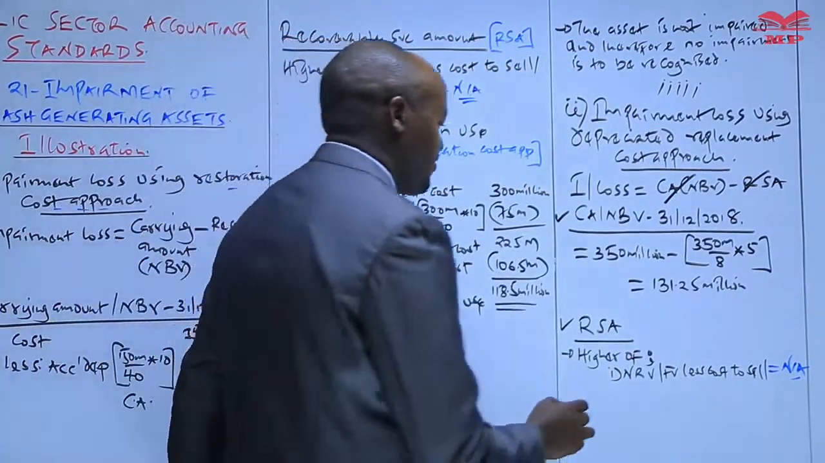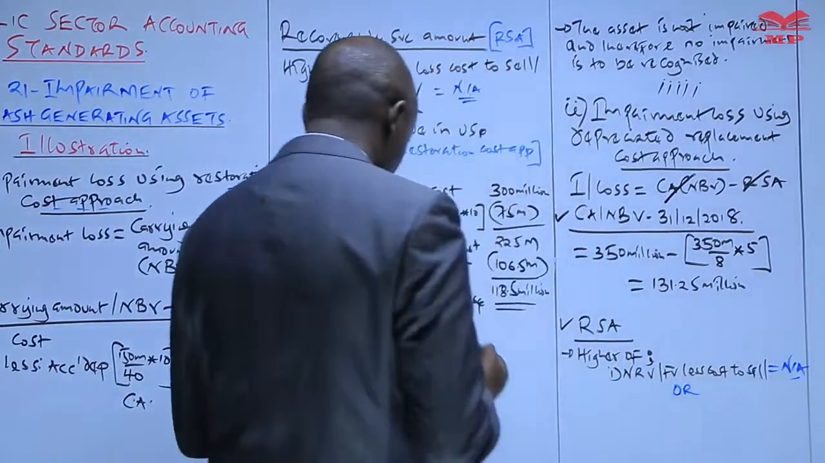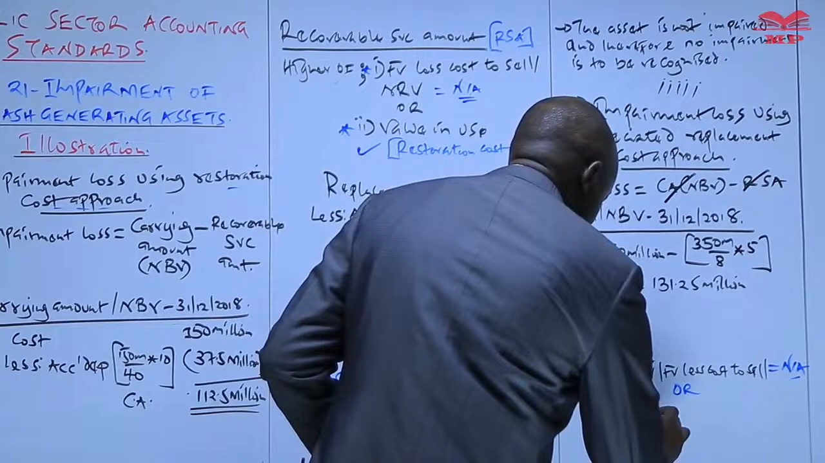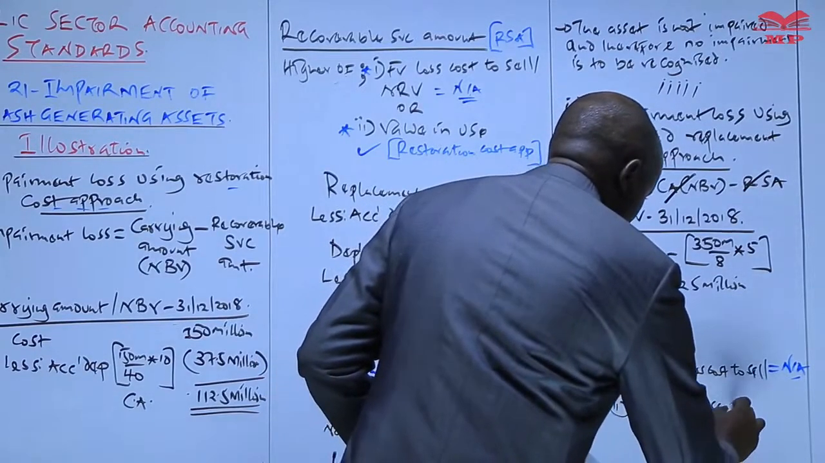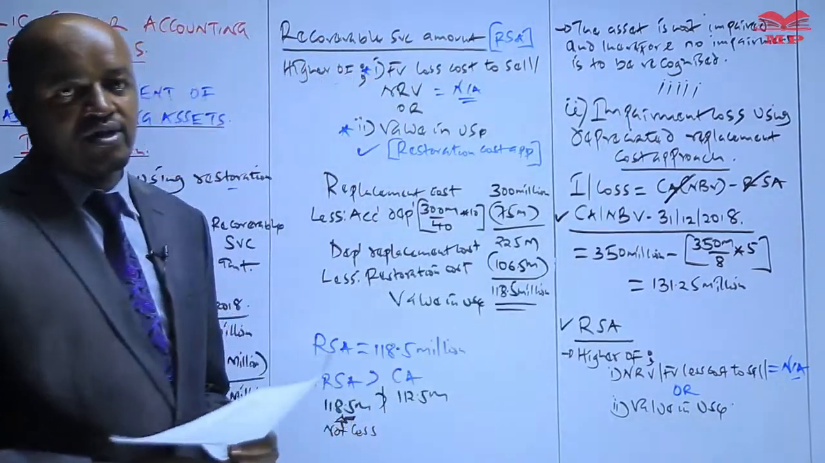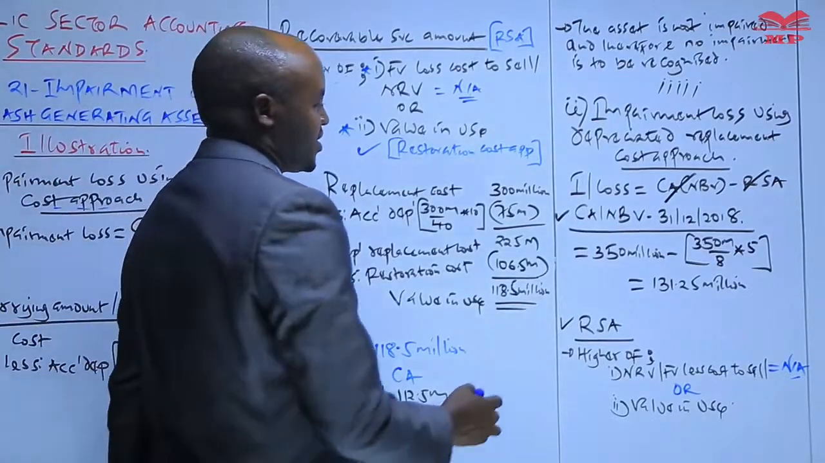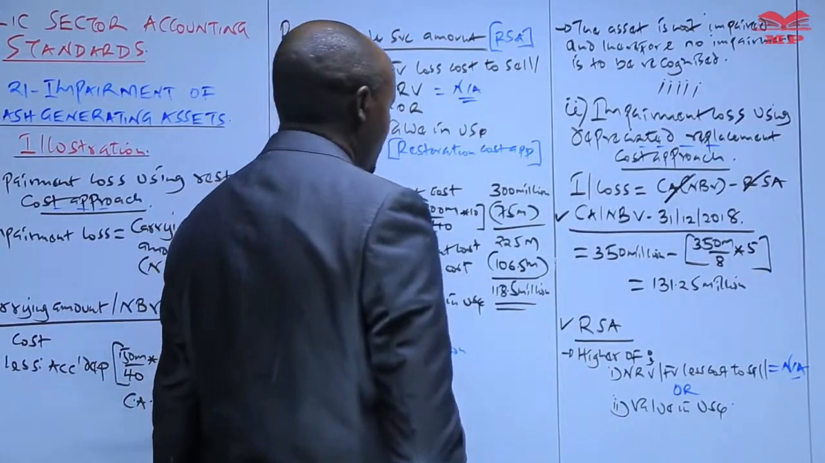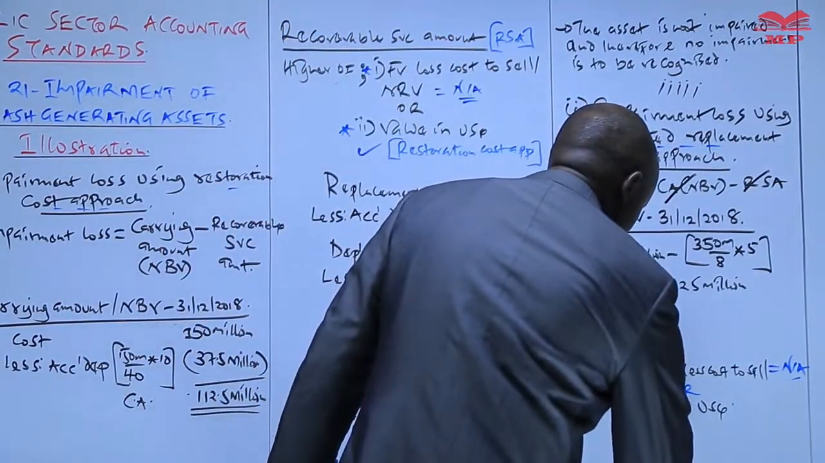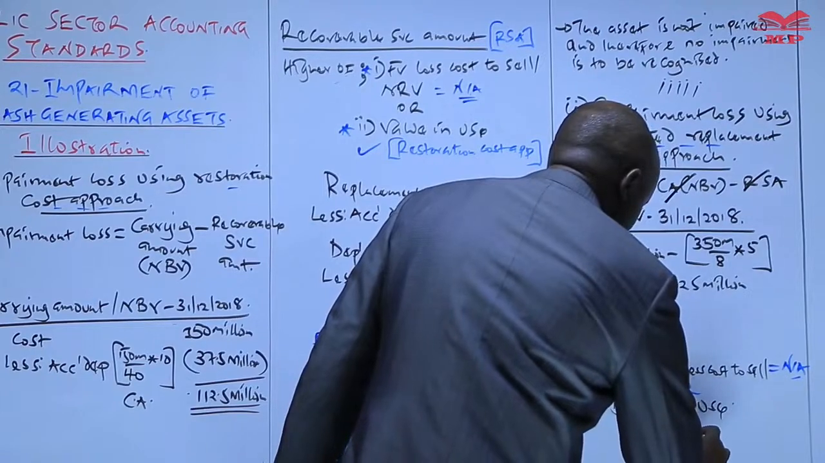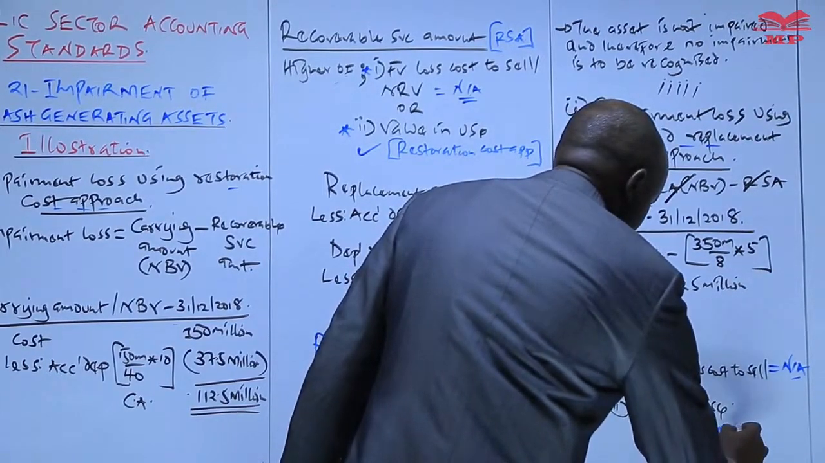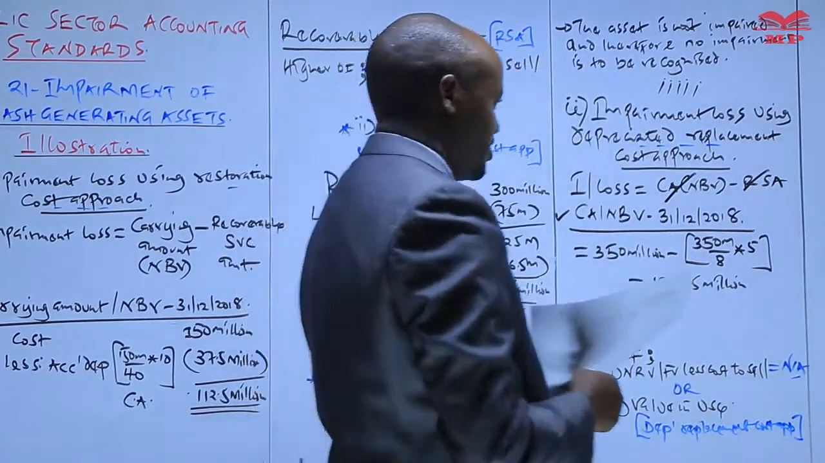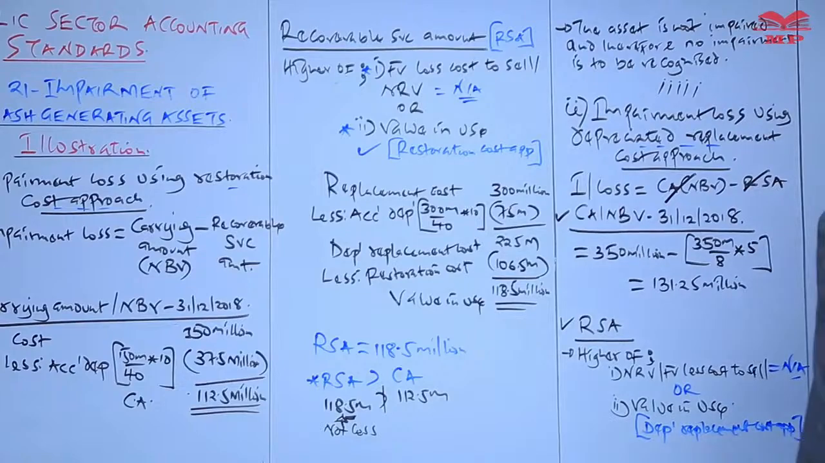So we take the higher of that, or number two, the value in use. Now the value in use, which approach are we using here? The examiner requires us to compute this using the depreciated replacement cost approach. So that is the approach which we are using here. Yes, so let's determine the value in use under that particular approach or method.